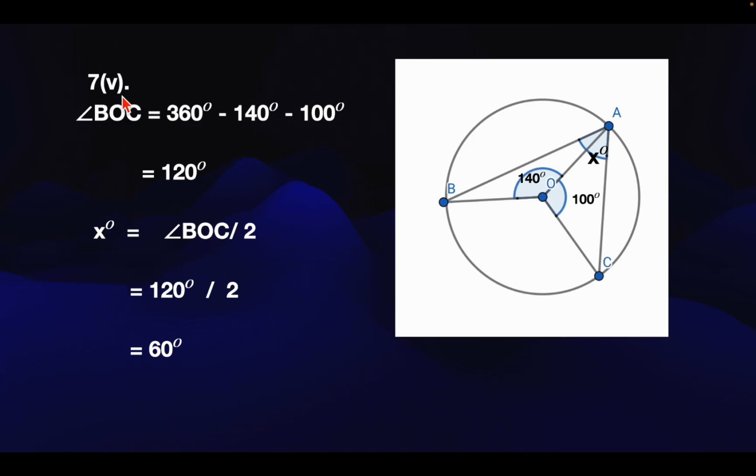7.5. So this is the figure here. We have to find this angle x. They have given 140 here and 100 here. So what is this angle? This arc subtends this angle at the center. It is 360 minus 140 minus 100, that is 120. This angle is 120. So this angle will be half of 120, that is 60 degrees.